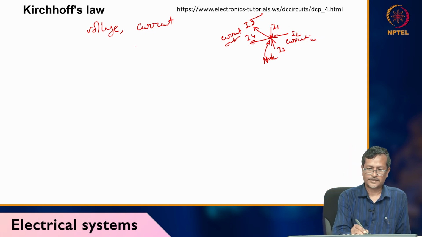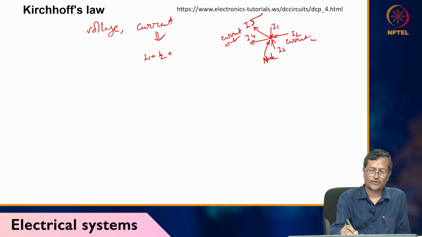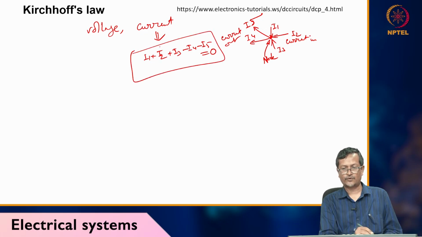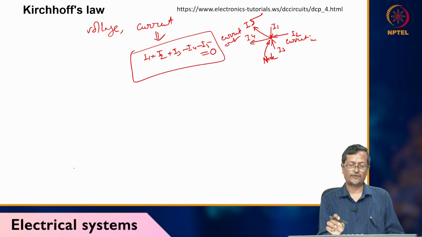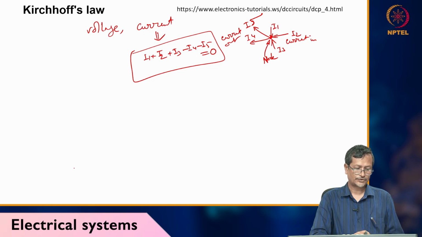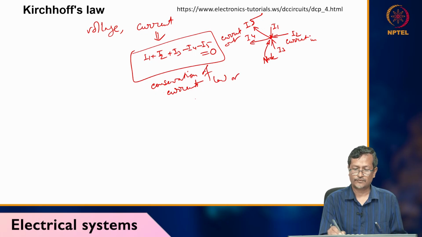Now, as per the current law, all current entering into the node and exiting the node, the total will be 0. So I1 plus I2 plus I3 minus I4 minus I5 equals 0. This is your current law. One node can have multiple inputs and multiple outputs, but the total current will be 0. This is called the conservation of current law, the current law or first law.